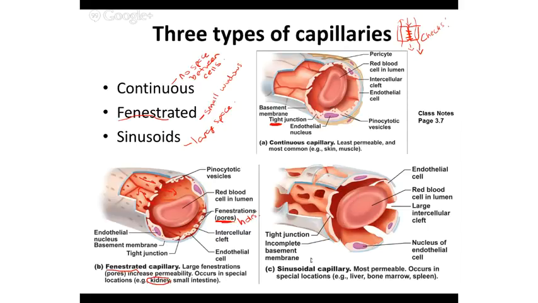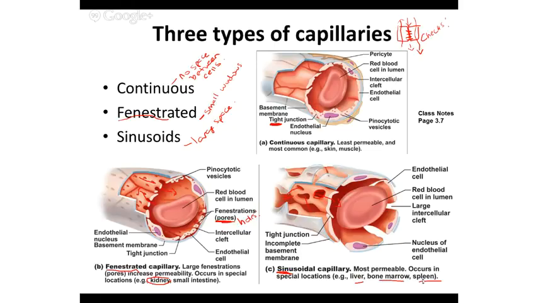And now here's our third type, the sinusoidal capillary. Sinus is a big hole. So see there's a giant hole here. So these are found in the liver, in bone marrow, and in the spleen. Capillaries with giant holes in them. So things can very easily go in and things can very easily come out, right? Through these giant holes. So we're going to see why those are important when we study how the liver works and when we study how the spleen works.